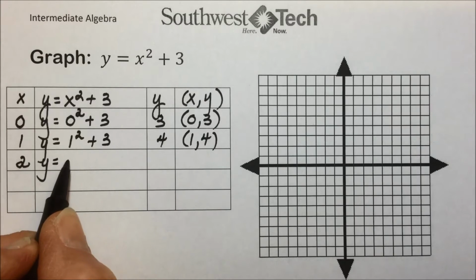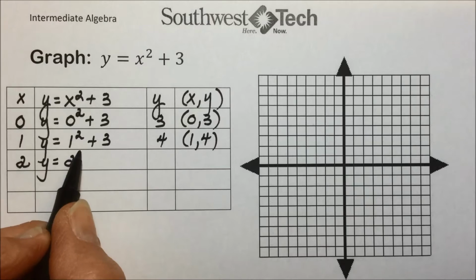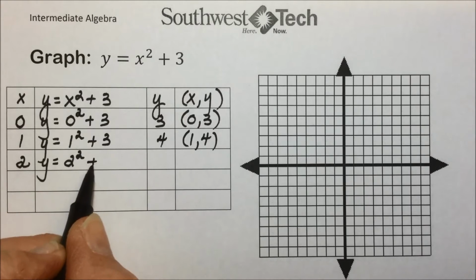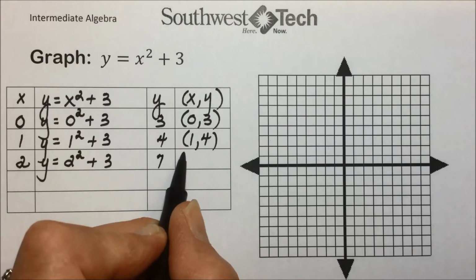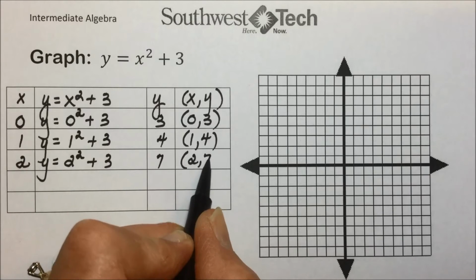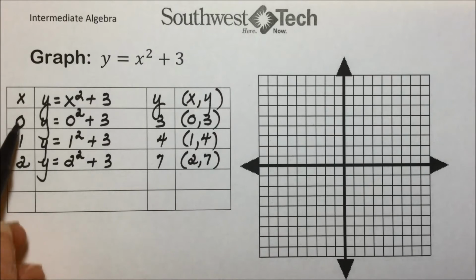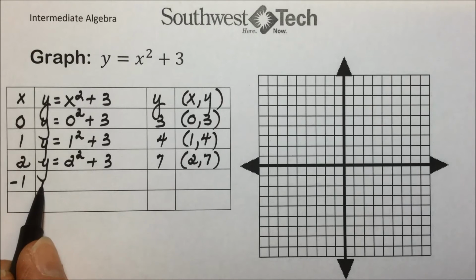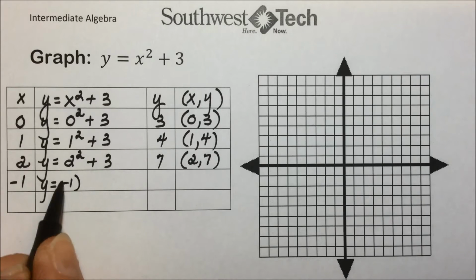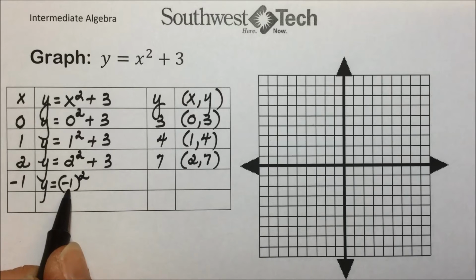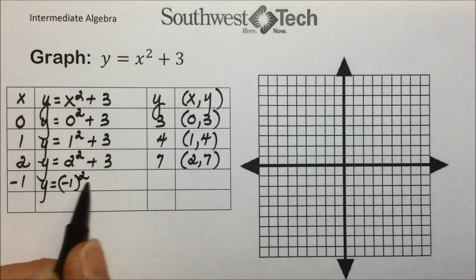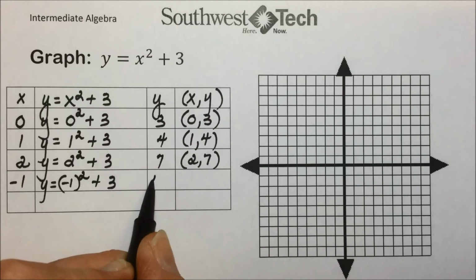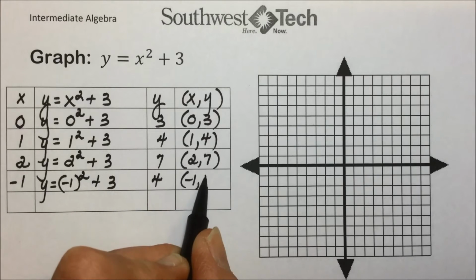If x is a 2, what will y be? We have 2 squared is 4, plus 3 is going to give us 7. So we have the point 2, 7. We can see a trend here as our x is getting larger, our y will follow right along. Let's try some negative values. -1 for an x. Quantity squared, a negative times a negative is a positive. So we have a 1 plus 3 is going to give us 4. So we have -1, 4.